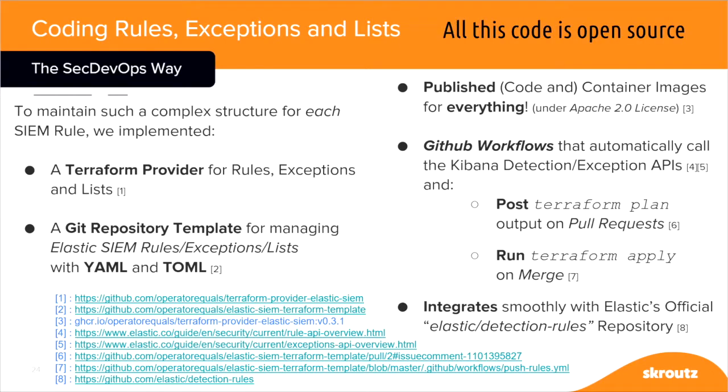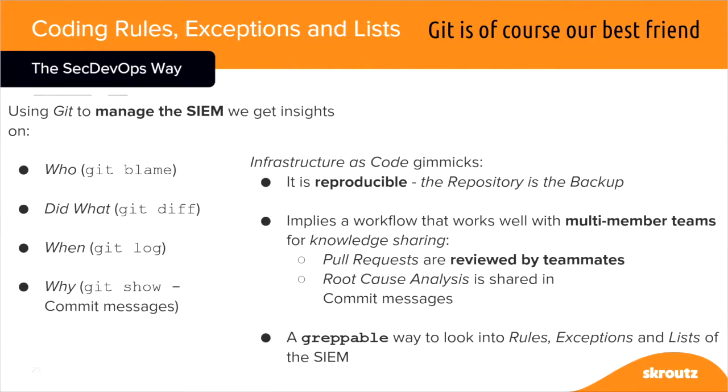All this code is open source, managed with GitHub workflows for automatic Terraform plan and apply, integrating with the official Elastic Detection Rules repository. Git is of course our best friend to review change management. This way, no one is able to make a change on the repository without being firstly reviewed by the teammates.